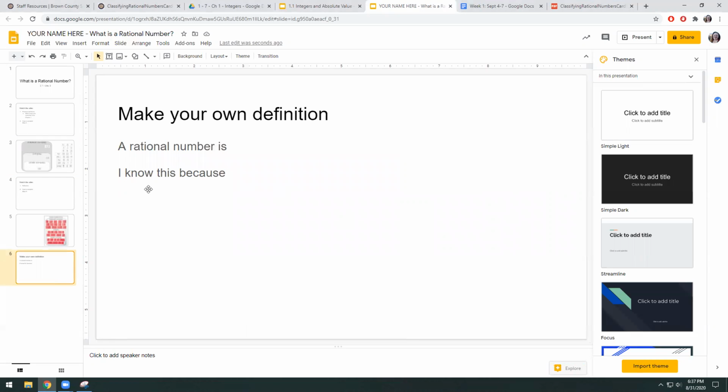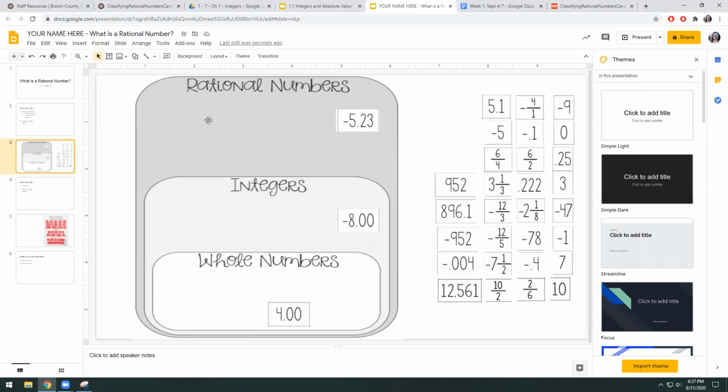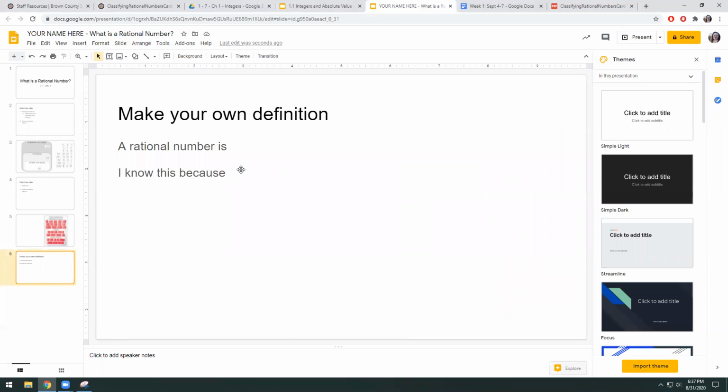And then, I know this because, so you're looking back here and you're looking for examples. So give me some examples for this I know it, this because section.